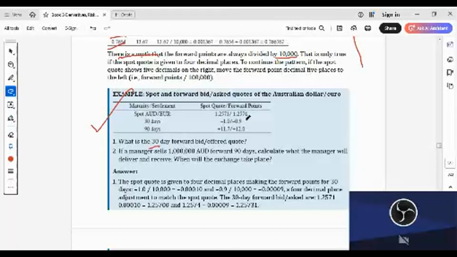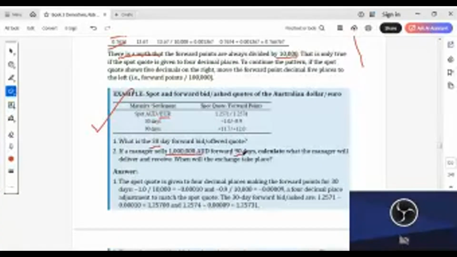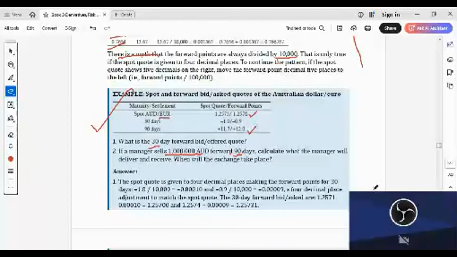Now, this is interesting. See, the quote is for euro. Now they are saying the manager sells 1 million. When will the exchange take place? Euro. If you are buying euro, which rate will apply? 1.2574 will apply.